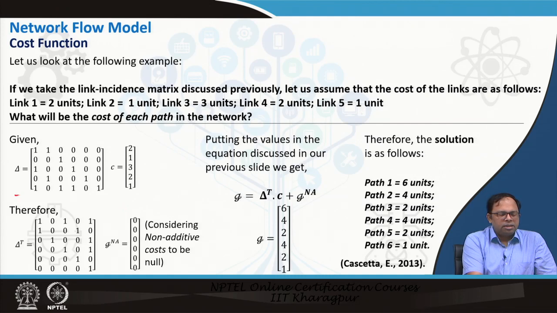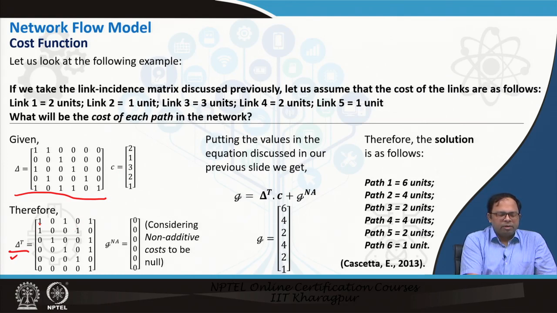This is the incidence matrix delta, and the transpose of that incidence matrix is given by delta T, and you can see we have now taken the transpose of this particular matrix. This is the cost, 2 1 3 2 1, the costs of the different links, and GNA is all 0, considering the non-additive cost to be null. Then we multiply this delta T matrix with C. So, this is matrix multiplication.